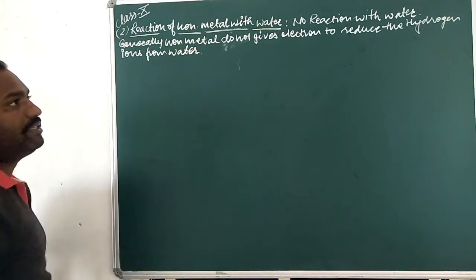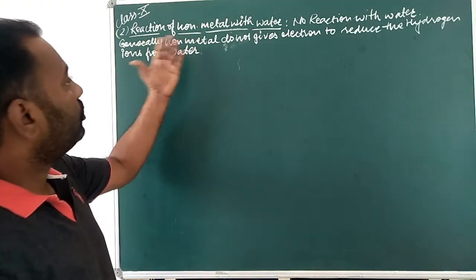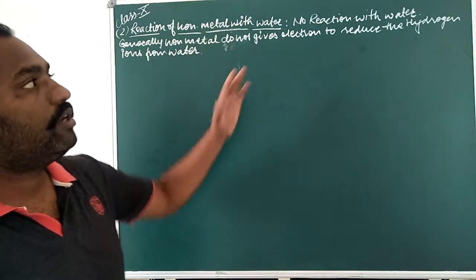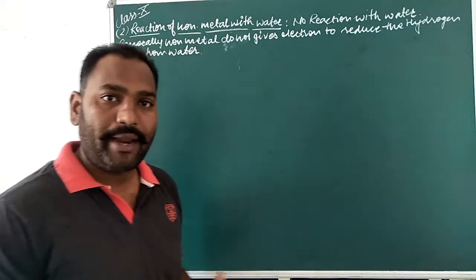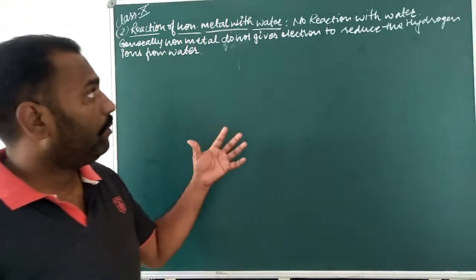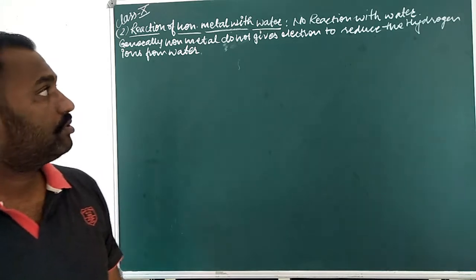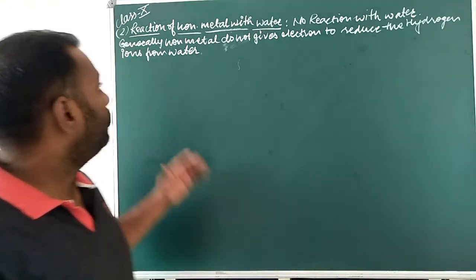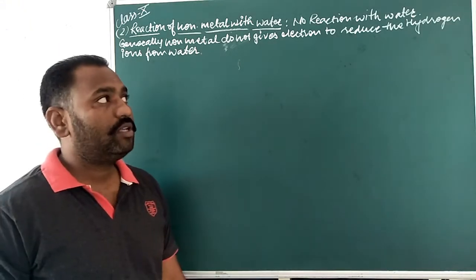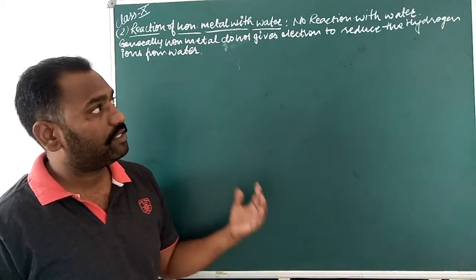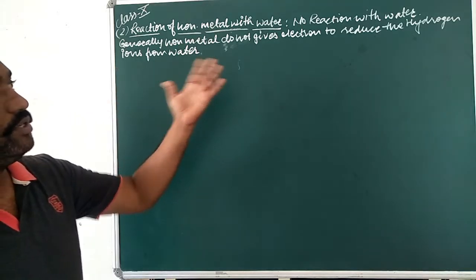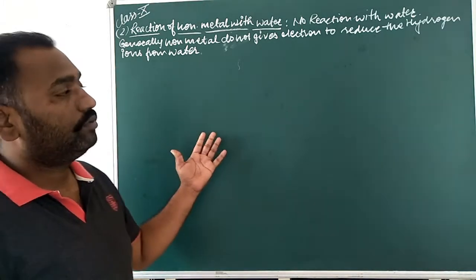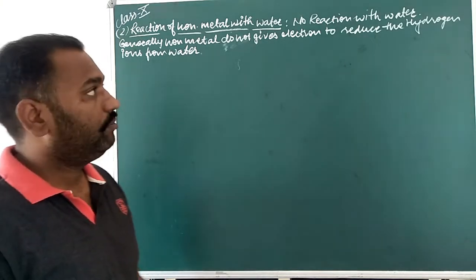I hope you are understanding. It means there is no reaction of non-metal with water, because generally non-metals do not give electrons. You know that only metals give electrons, and non-metals generally accept electrons. So non-metals do not give electrons to reduce the hydrogen ions from water. Hydrogen ions from water cannot be reduced without the giving of electrons, so no product will be formed.